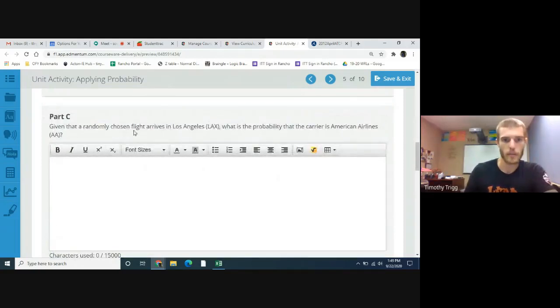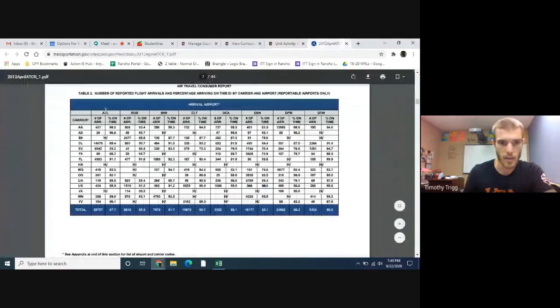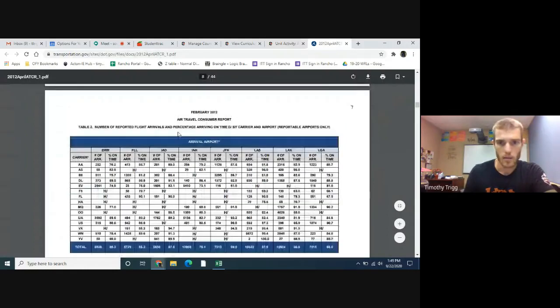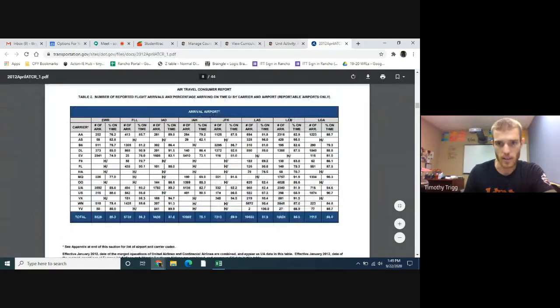Given that a randomly chosen flight arrives in Los Angeles, what is the probability the carrier is American Airlines? So given that a randomly chosen flight arrives in LAX, what is the probability the carrier is American Airlines? So first we want to look at LAX. You can see on top it has the cities here, but LAX isn't here. So we're going to have to scroll down a little bit. Notice LAX is right here. So it's on the next page of table 2.